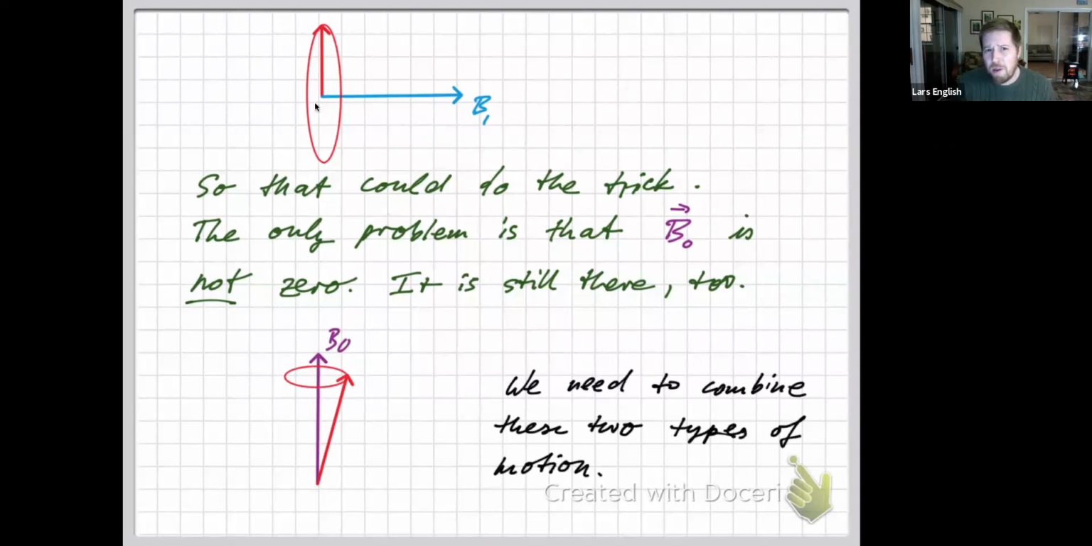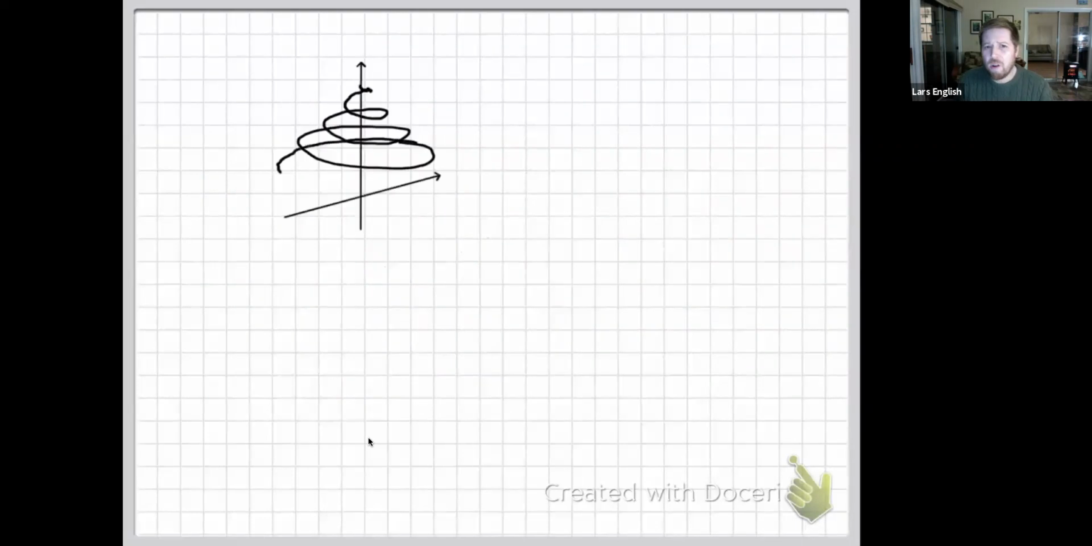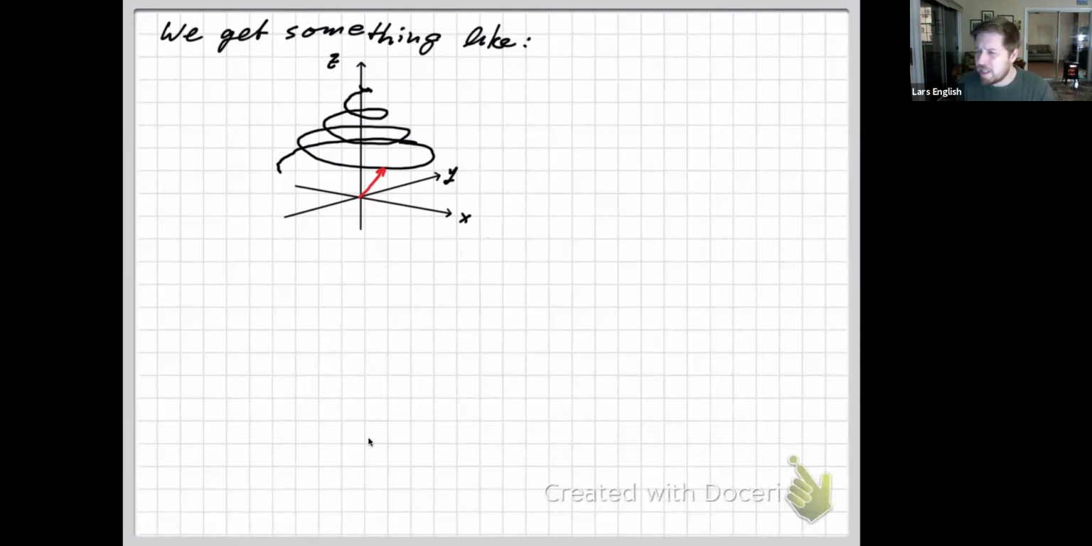So as soon as B1 tilts the spin a little bit away from the z-axis, immediately this kind of precessional motion kicks in. Okay, and so we need now a combination of this precessional motion that happens a little bit more slowly and this very rapid precessional motion about the z-axis. We need to combine the two. What would that look like? Well, you can probably guess that it might look something like this. Some kind of spiral down into the xy plane.